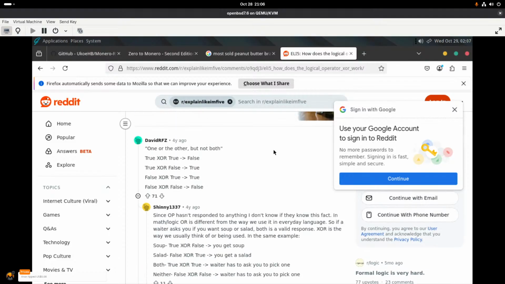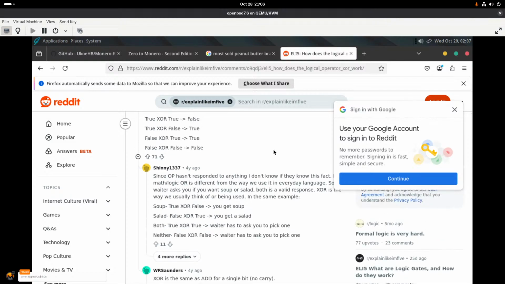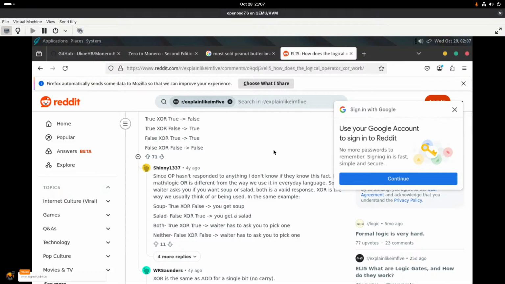So if a waiter asks you if you want soup or salad, both is a valid response. XOR is the way we usually think of it being used in the same example. Soup, true or false, you get soup. Salad, false or true, you get salad. Both, true or true, the waiter has to ask you to pick one. Neither, false or false, the waiter has to ask you to pick one.